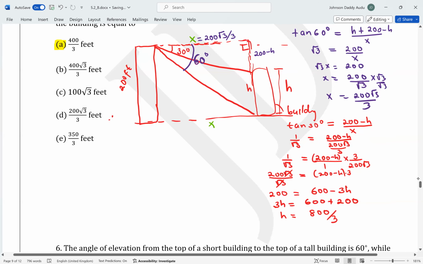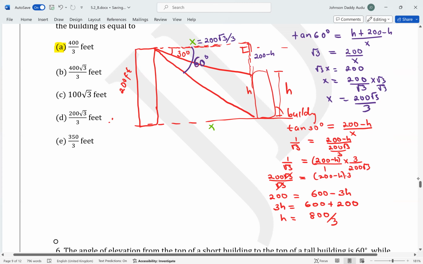800, and this is 4. Okay, yeah, sorry. This should be minus here. Very good. So we have 400. 400 divided by 3, yes. So you can see the height of the building is 400 divided by 3. Okay.